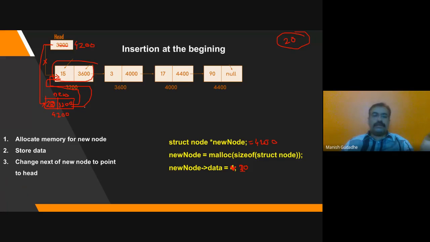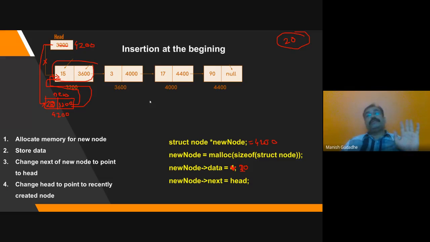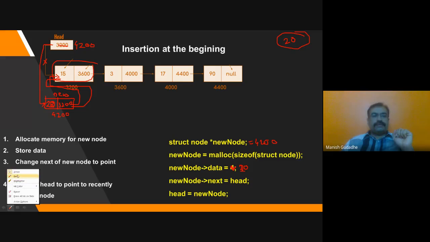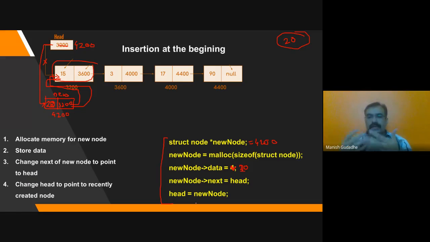And what next? Simply change head to point to the new node. So change head to point to the recently created node. Now head will be pointing to the recently created node, that is new node, and it will become the first node. So it will happen in this way. This piece of code can definitely show you how the node should be inserted.